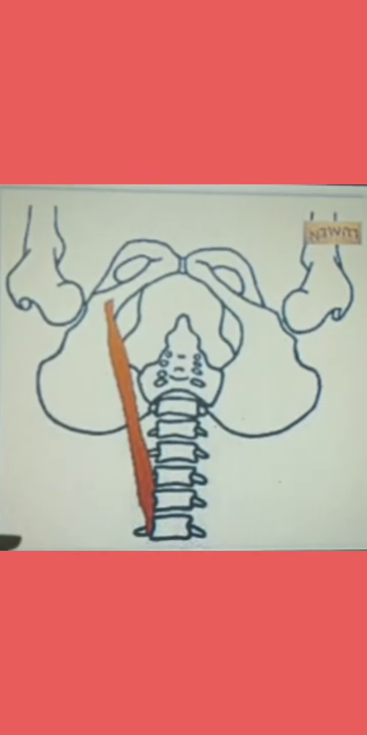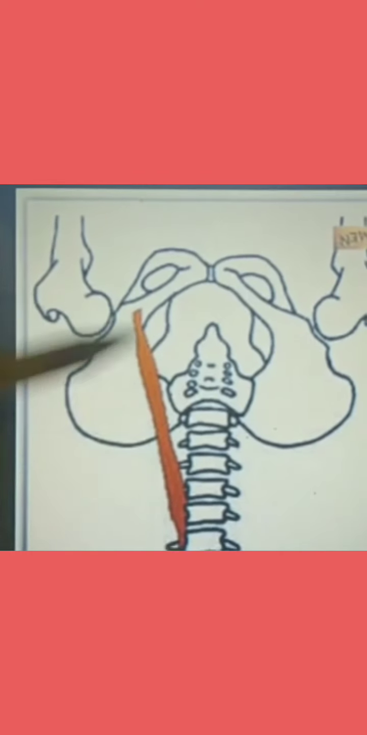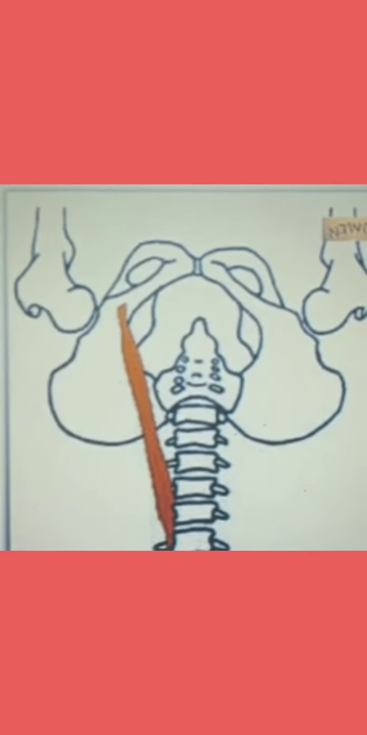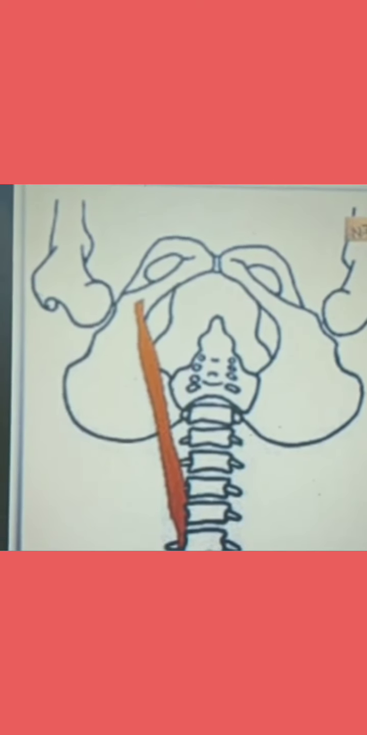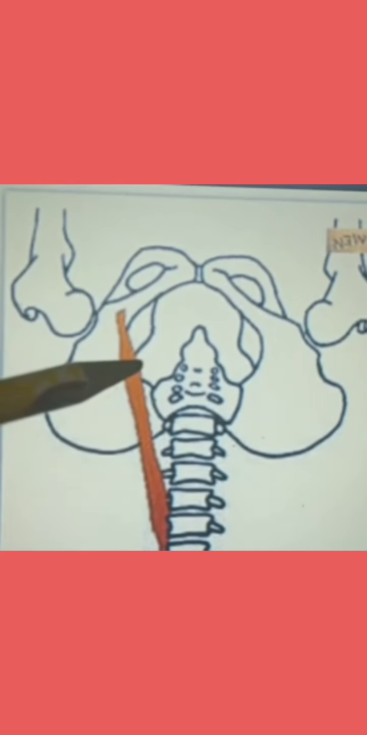Next muscle of the posterior abdominal wall is psoas minor. This is the psoas minor muscle. Its origin is from the side of the bodies of the T12 and L1 vertebrae. This is the psoas minor muscle, and now its insertion.